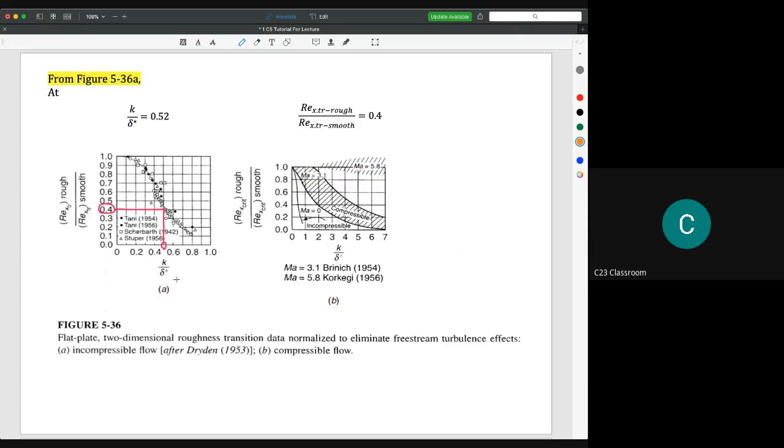From this graph, for the x-axis here, we have a ratio of k over delta star, and then the Reynolds number rough divided over Reynolds number smooth. According to our previous calculation, we found that k over delta star is 0.52. So let's say we take the value of 0.52 here, and then we could estimate the ratio of Reynolds number rough over Reynolds number smooth is equal to 0.4.